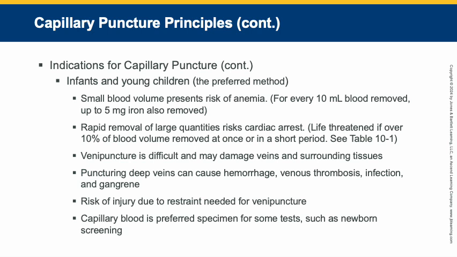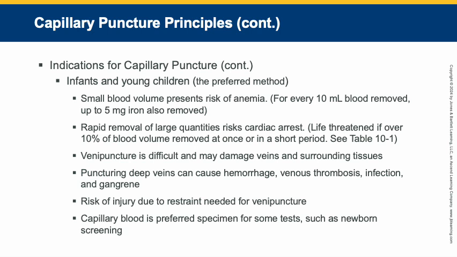Infants and young children. Capillary puncture is the preferred method of collecting blood from infants and very young children for the following reasons. Infants have a small blood volume, so removing quantities of blood typical of venipuncture or arterial puncture can lead them to have anemia. Large quantities removed rapidly can cause cardiac arrest. Life may be threatened if more than 10% of a patient's blood volume is removed at once or over a very short period of time.